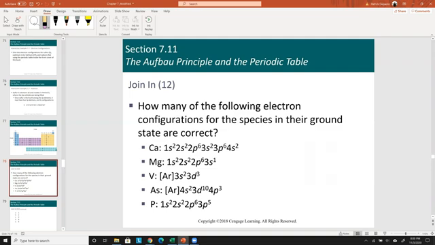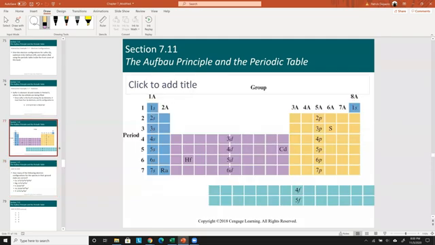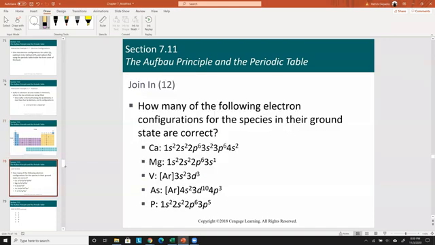Magnesium is above calcium, right here in 3s2. And here we have, oh no, 1s2, 2s2, 2p6, 3s1. 3s1, that's sodium. That's not magnesium. This one's not correct. So far, the only correct one is calcium.